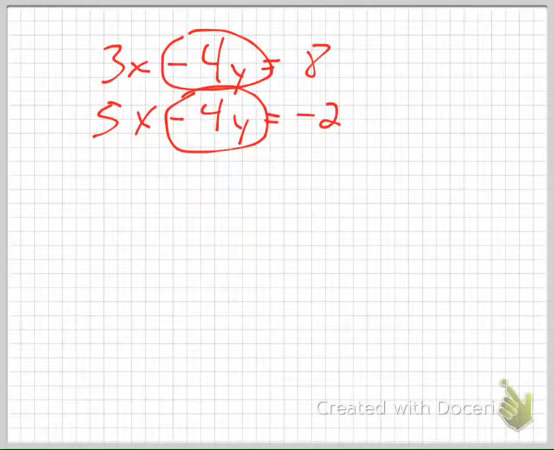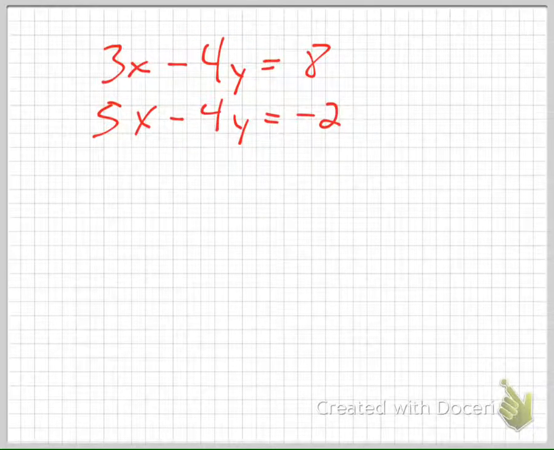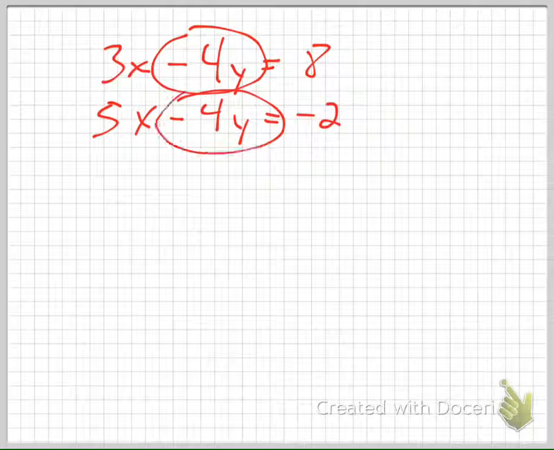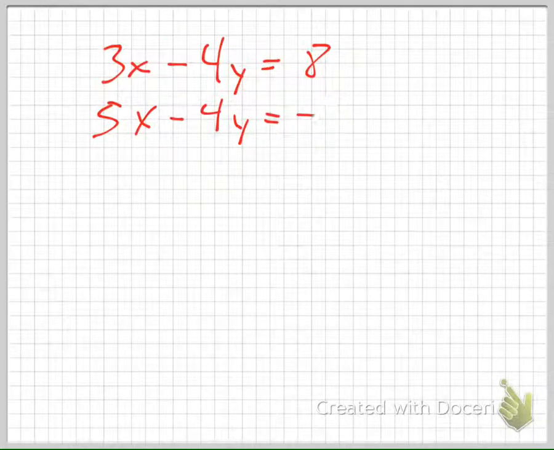This is a common mistake: when you see two numbers that are exactly the same, you got to subtract them. Right? I have negative 4. How do I get rid of that negative 4? I got to subtract that negative 4. Right? Okay. Make sure you understand that that's the case.